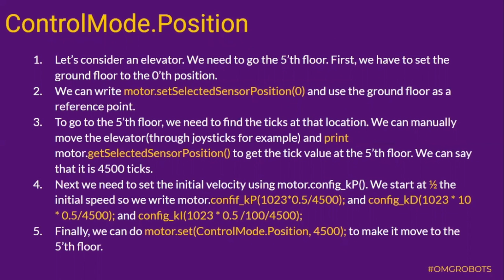In order to make sense of the position mode, let's consider an elevator which needs to go to the 5th floor, using the ground floor as a reference point. First off, we need to find the ticks, set the initial velocity, and then set the motor.